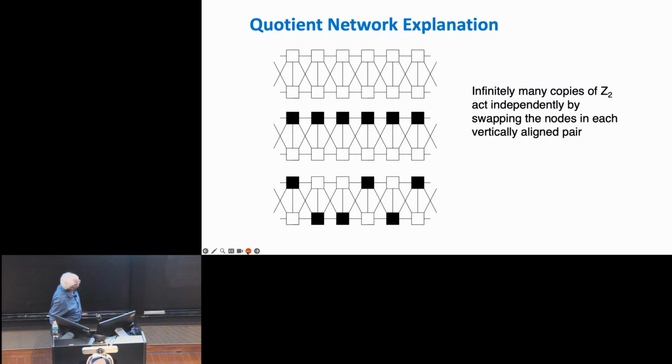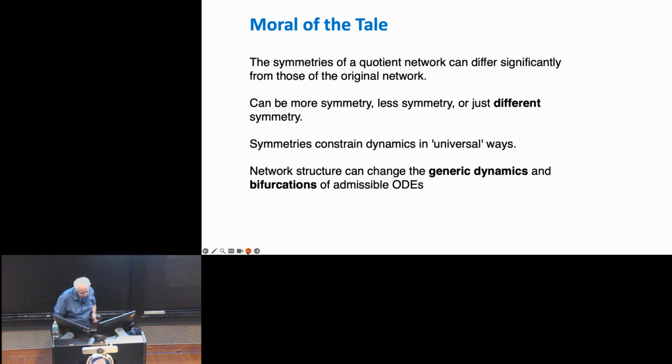And that's essentially pictures of what I've just told you. So we've got the quotient network structure. We pick an orbit pattern on that from translating sideways, and then we randomly flip. And that's an orbit pattern as well for a suitable subgroup. So the moral of the tale is that the symmetries of a quotient network can differ significantly from the original network. There can be more, there can be less, there can just be different symmetry.